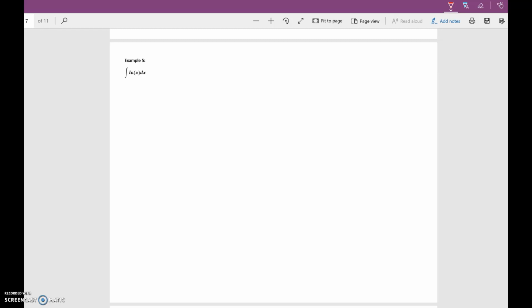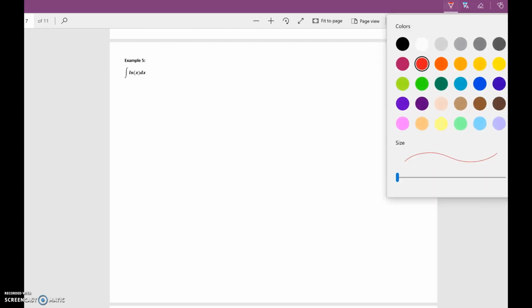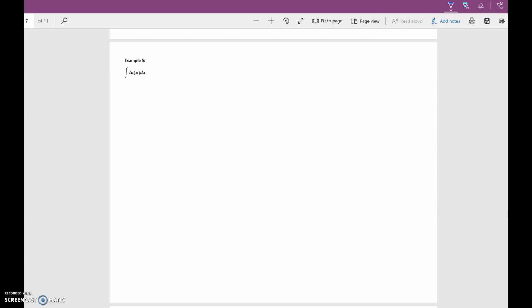Hi class, let's take a look at this example. Notice that this example is technically part of the formula ones, so this could be considered technically a proof. But the instructions on the problems are to actually use integration by parts.